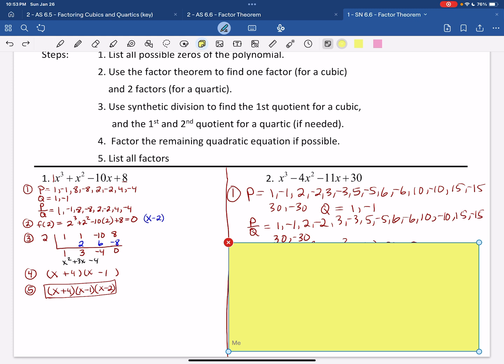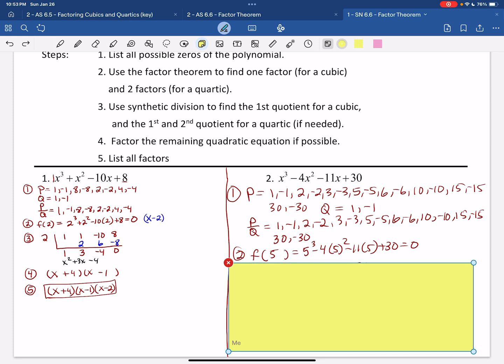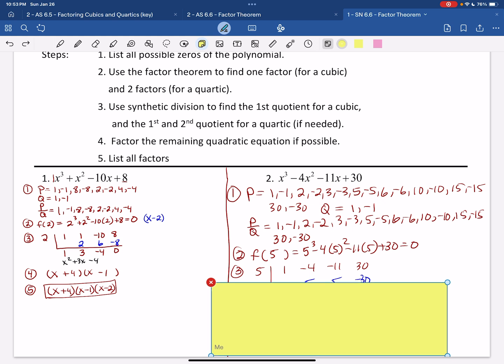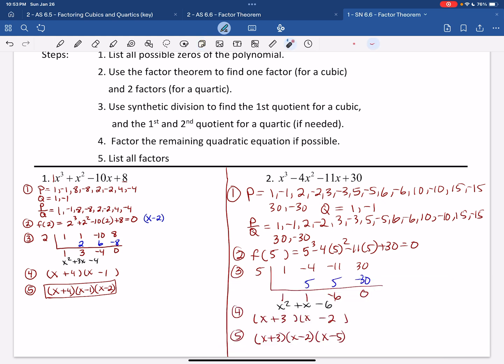Okay, so next, you need to find an f of that gave you a 0. I happened to find it right away, mainly because I've done the notes a few times already. So it might have taken you 2 or 3 tries, but I found one at 5. And then I synthetically divided, and I ended up getting x squared plus x minus 6. And then I factored that and got x plus 3 and x minus 2. So the 3 factors are x plus 3, x minus 2, and x minus 5.